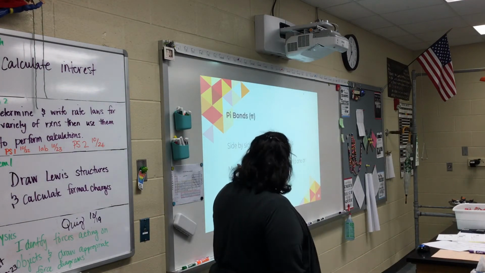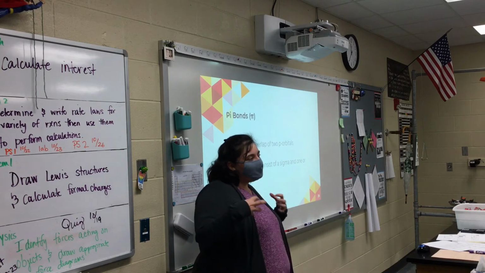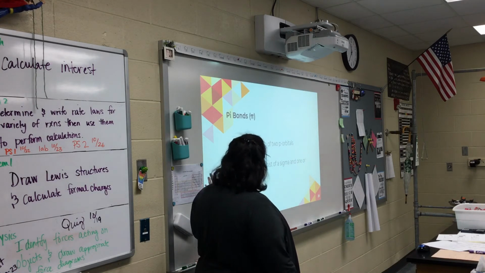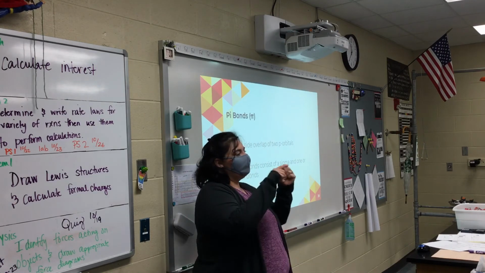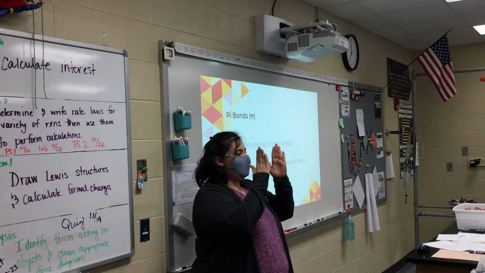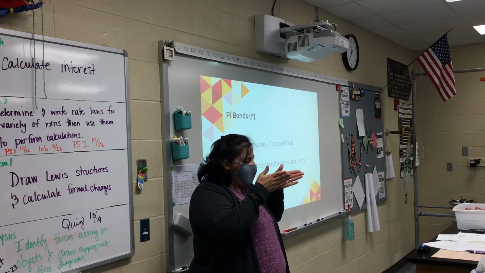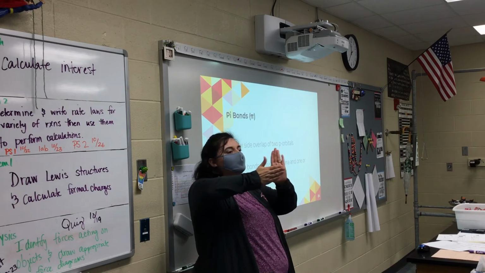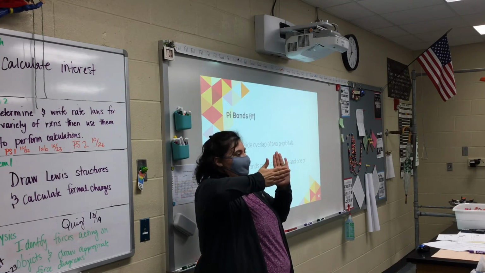Now, pi bonds: it is the side-by-side overlap of p orbitals. And they have to be in the correct orientation, so they have to line up with each other. Be up and down, or you can be in and out of the board, but they have to line up. You can't have an overlap when they're in 2 different orientations. Does that make sense to you?